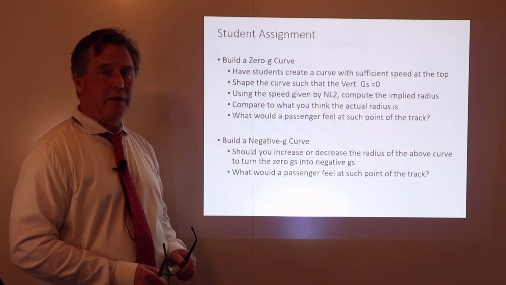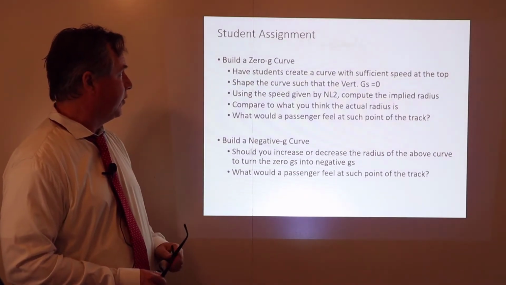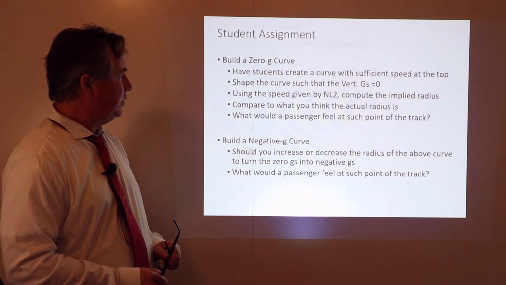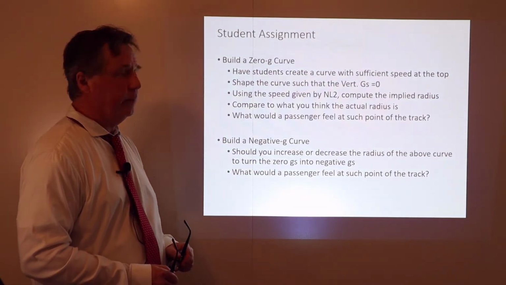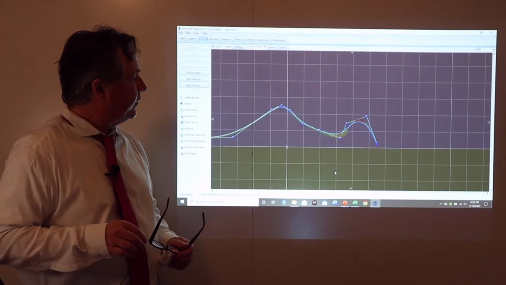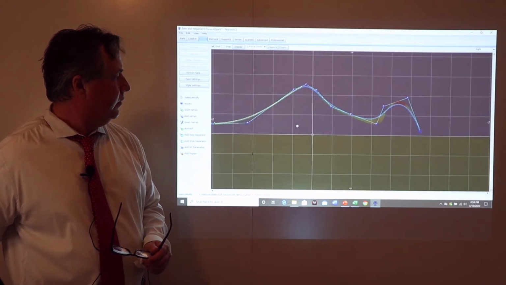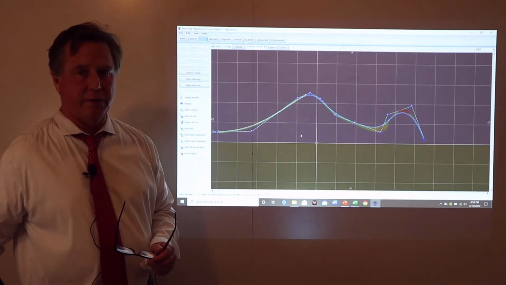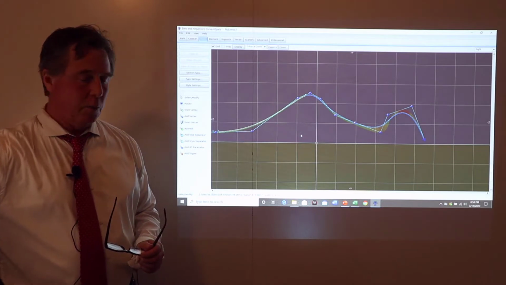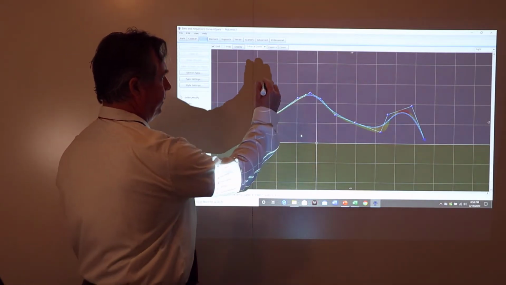So I think a very useful assignment for students at this point would be to build a 0G curve and a negative G curve in NoLimits2. And I'm going to do that right now. Okay, so this is a segment of track that I built to demonstrate 0G curves and negative G curves. But what is a 0G curve and a negative G curve?